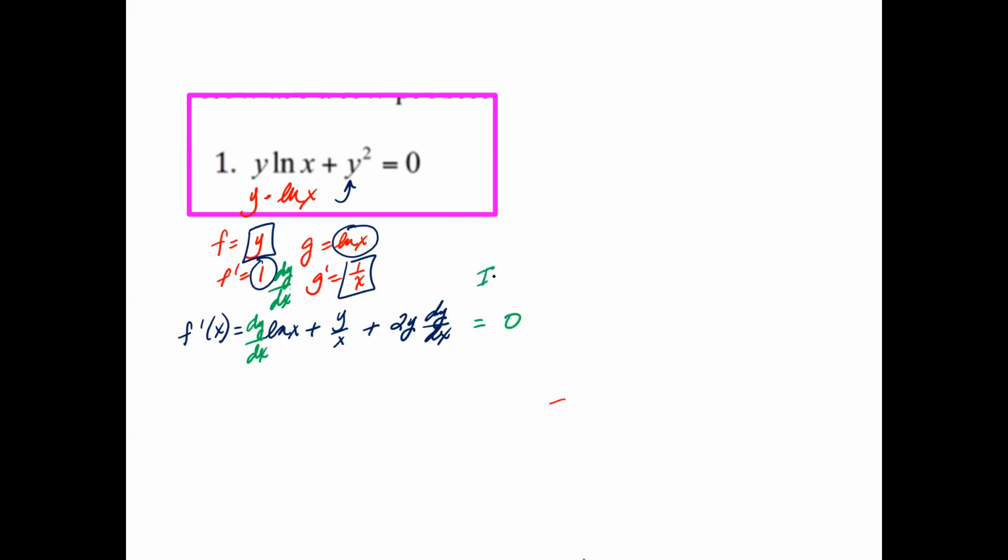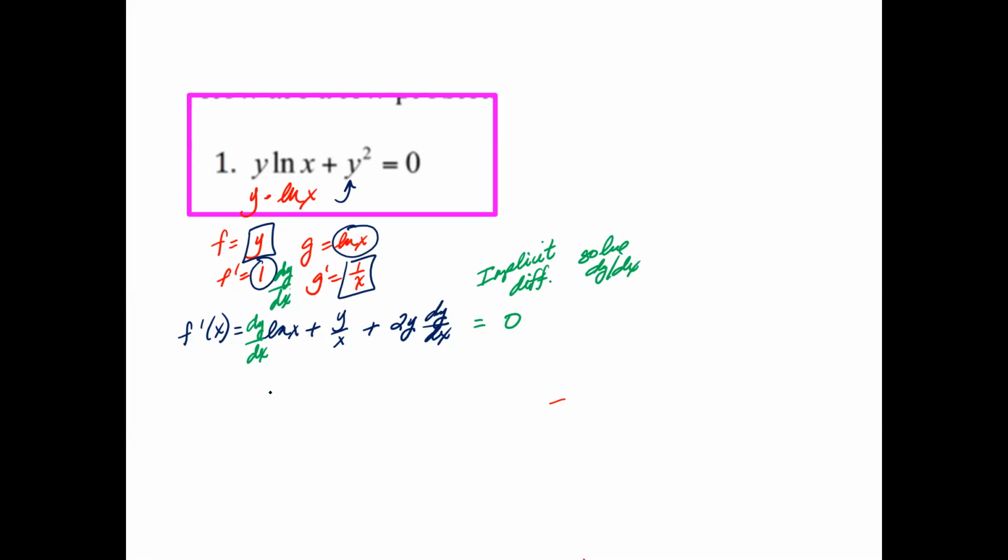So here you have an implicit differentiation, if you still remember that, and you need to solve for dy over dx, so you want to isolate it.